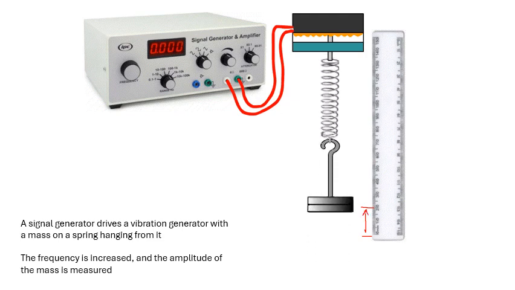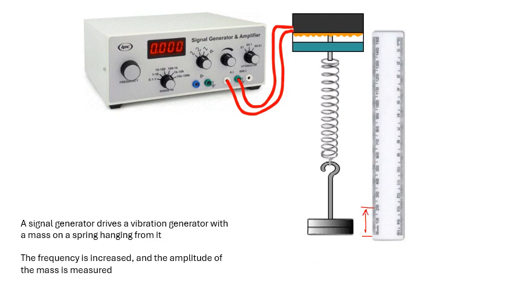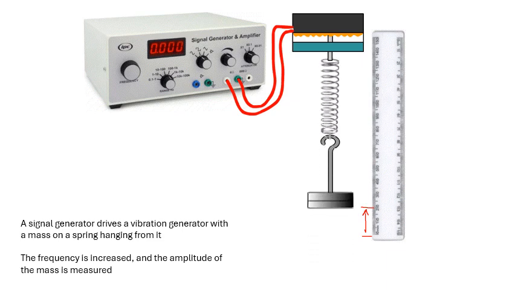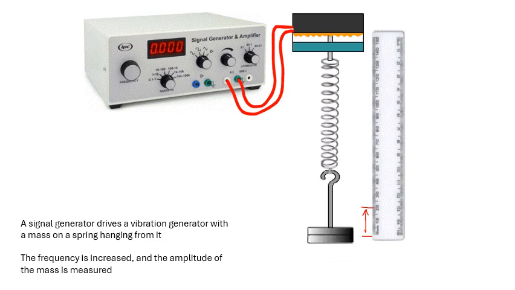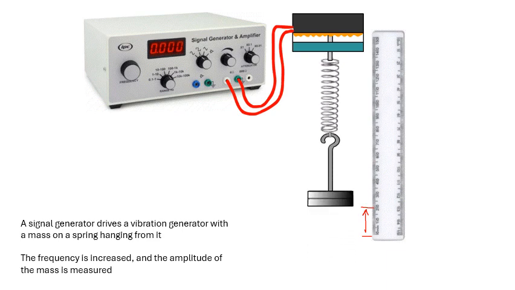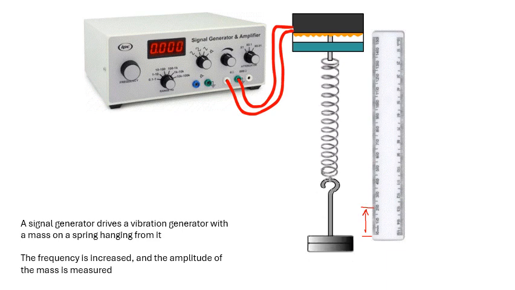Now, you start the experiment with the mass not moving, and then, in increments, bit by bit, you increase the frequency of the vibration generator and you measure the amplitude of the mass.